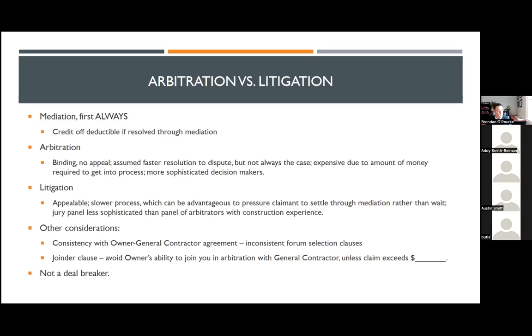So that certainly is helpful. Again, it's not a deal breaker at the end of the day if you go the route of arbitration or litigation. The preference for most insurance companies and myself is litigation.